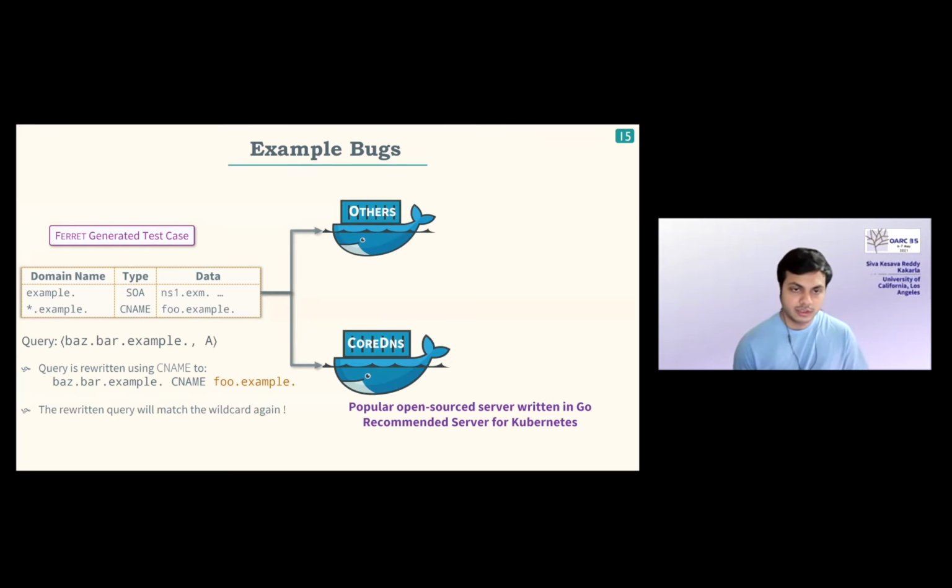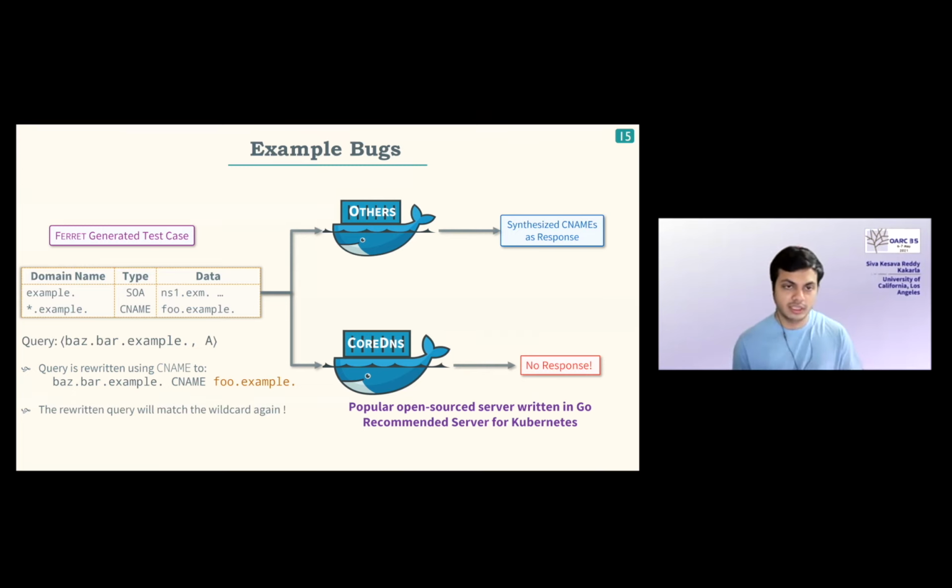So we tested it with CoreDNS and all the remaining ones. CoreDNS is a popular open source server in Go, and it's a recommended server for Kubernetes also. All the others responded with a synthesized CNAME as response and detected the loop and stopped. But CoreDNS did not give us any response.